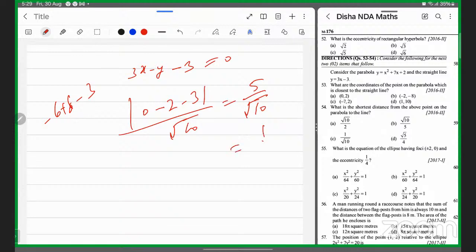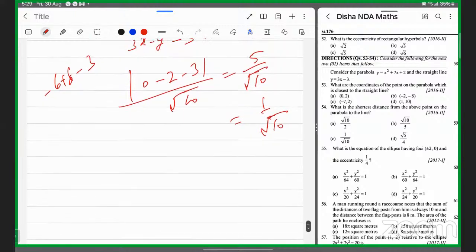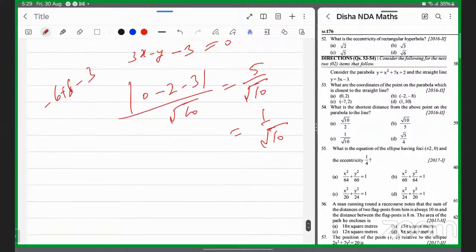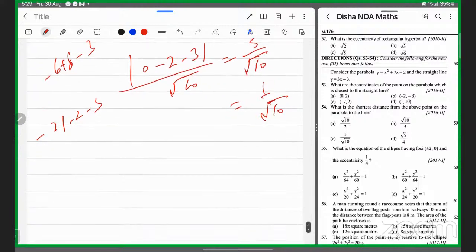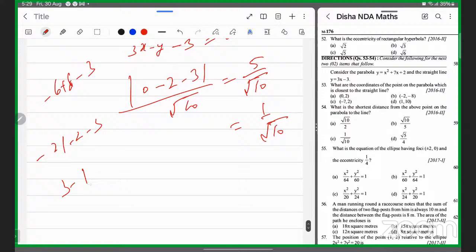Minus 9 is 1 by root 10. How much? 1 by? For minus 7, 7 3 is 21 minus a minus 2 a minus 3. Obviously we get a bigger value. Then 1 means 3 a minus 10 a minus 3. Again you will get a bigger value. So we have the smallest value, 1 by root 10.